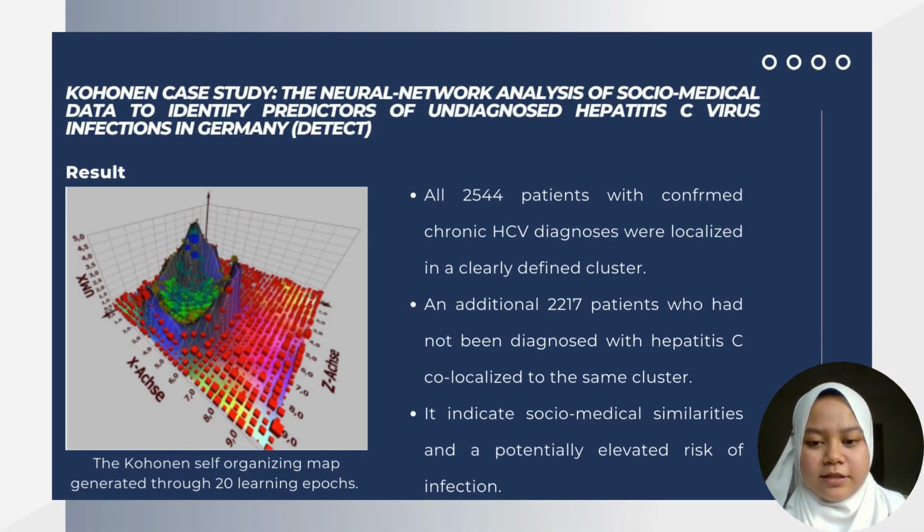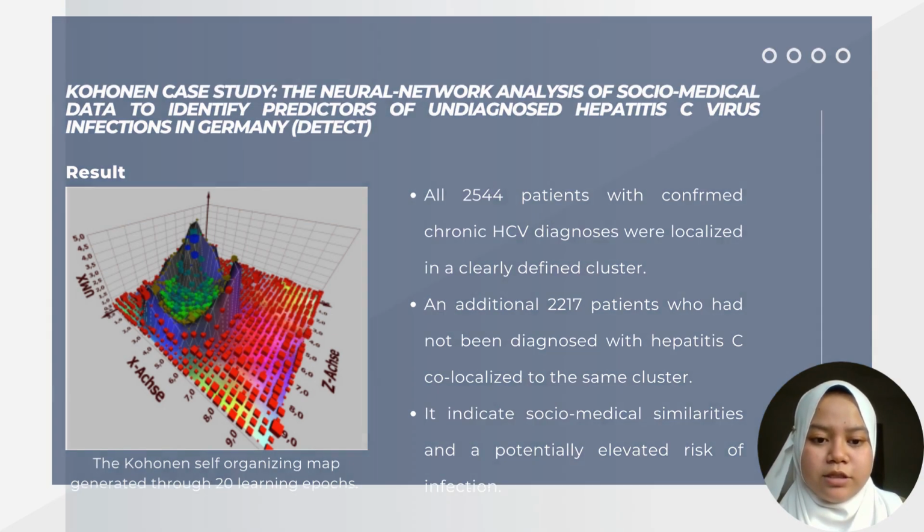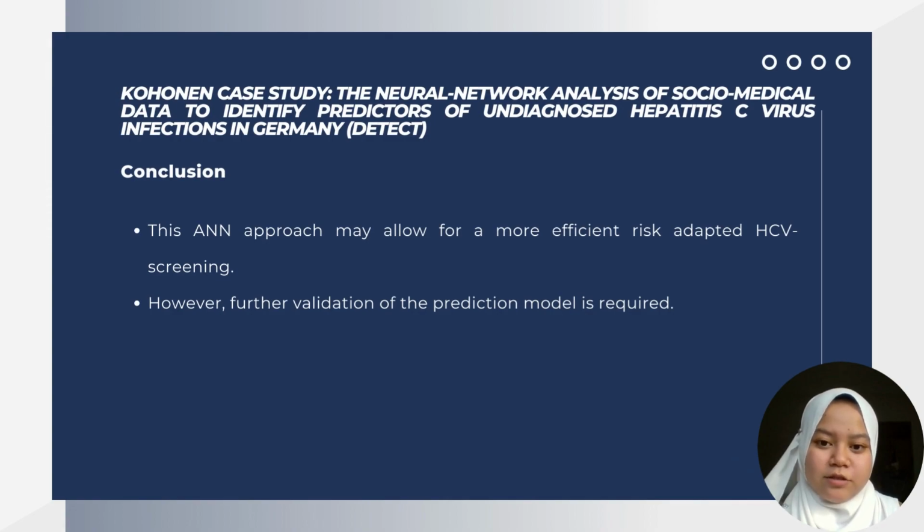Next is the result of the case study. The current figure shows the Kohonen self-organizing map generated through 20 different epochs. From the figure, all 2,544 patients with confirmed chronic HCV diagnosis were localized in a clearly defined cluster. An additional 2,270 patients who had not been diagnosed with hepatitis C were also co-localized to the same cluster. This figure indicates there are social medical similarities and a potential elevated risk of infection between those different groups. To conclude, this artificial neural network approach may allow for a more efficient risk-adapted HCV screening. However, further validation of the prediction model is required. That's all from me. Thank you.